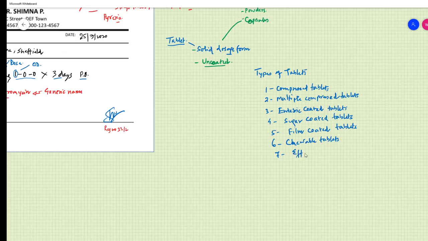Seven would be effervescent. Eight would be buccal and sublingual tablets. Okay, they are different, buccal and sublingual. And nine would be vaginal tablet.